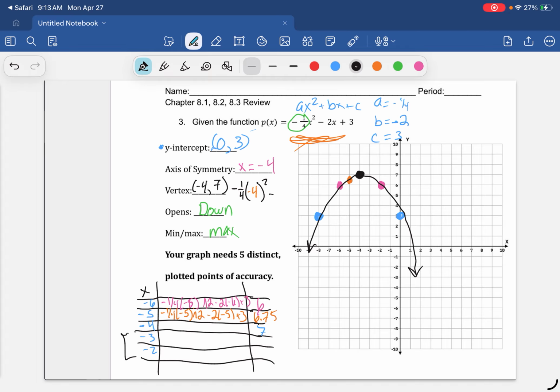Otherwise, this is how I do all the things for standard form. Let me know if you have questions, but otherwise, that's it.